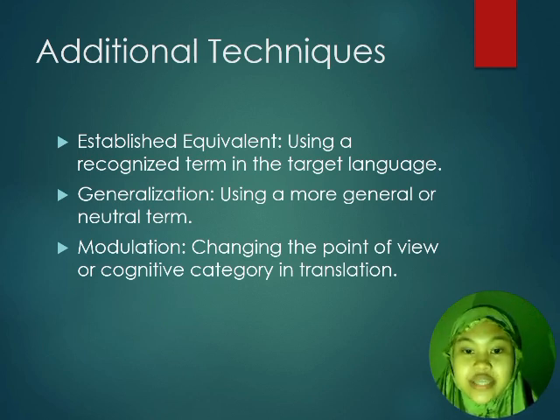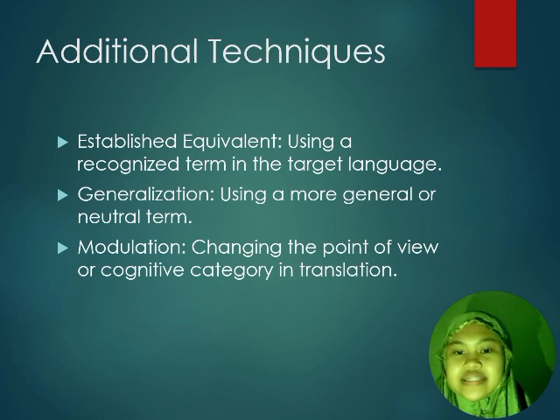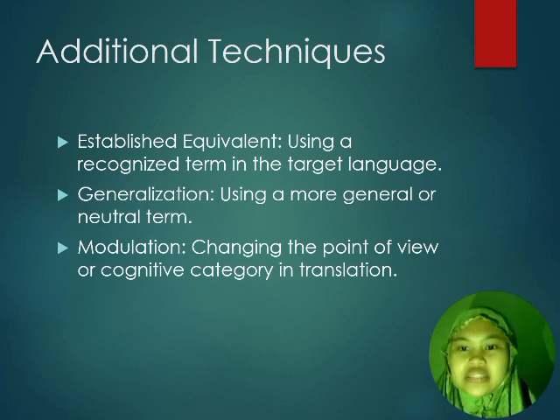And then the next one is established equivalent, which is using a recognized term in the target language. And then generalization is using a more general or neutral term. And then modulation is changing the point of view or cognitive category in translation.